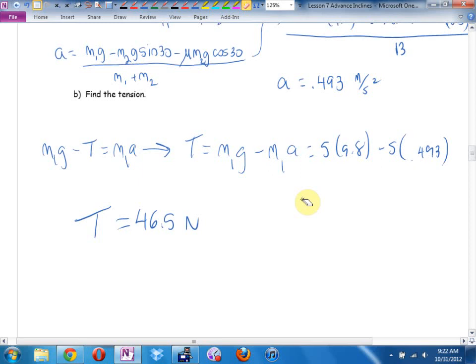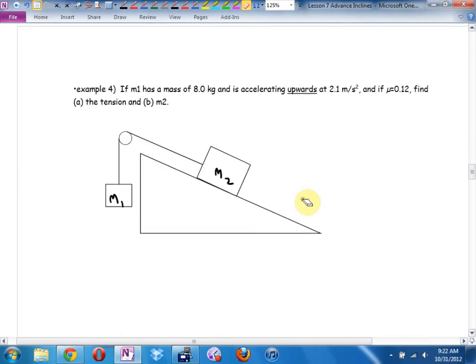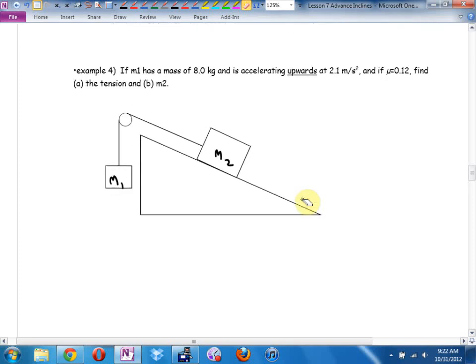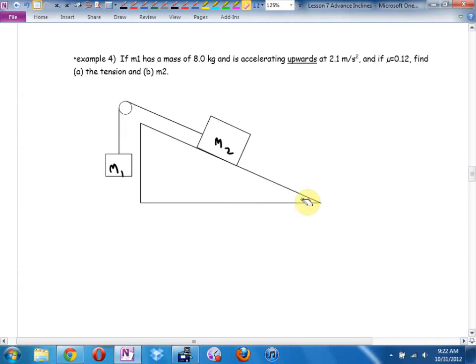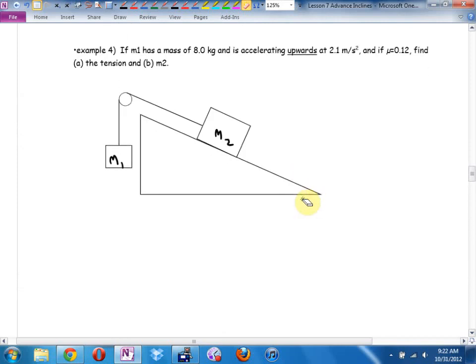Is that okay? How many got that right? Nice. Good. Turn the page. The only other thing, and I think this is the last one I'm doing. Yep, last one. The only other thing I can do now, Emily, is make you go backwards. What if I give you the acceleration and I don't give you one of the masses?